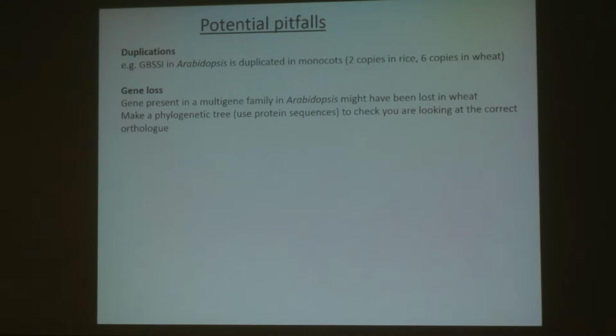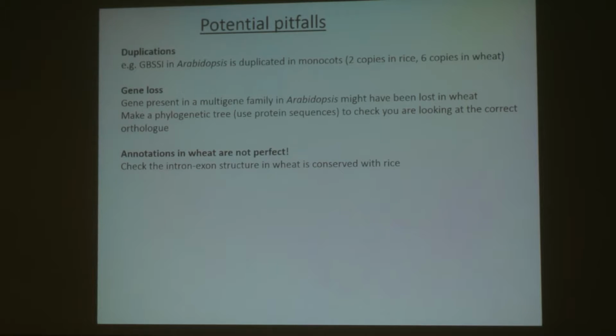The other thing that could happen is you might have a gene loss. Say a gene is present in a multi-gene family in Arabidopsis. Some of the genes in the family might have been lost in wheat. So to tell whether the gene you're looking for is still present in wheat, it's really best to make a phylogenetic tree using the protein sequences, and then you'll be able to tell which genes belong together. And I would also include rice in that tree to help as a kind of bridging species.